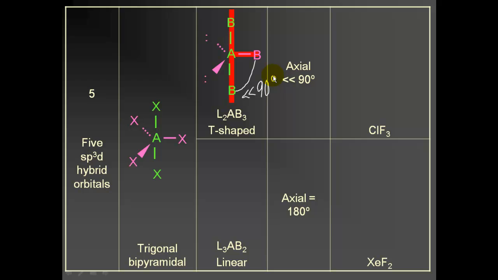If you have 2 electron domains that are bonding and 3 that are lone pairs, you now have a linear shape. And the axial will jump up to 180 degrees because you're looking at the bond angle between the two B's.